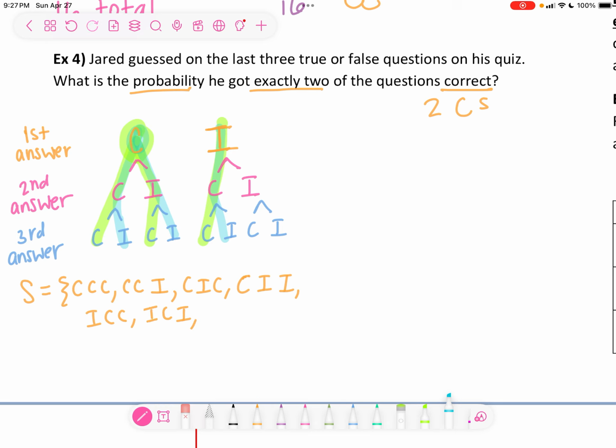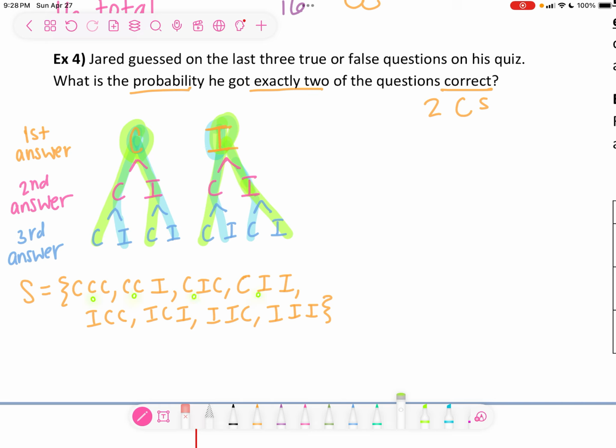2 more. Incorrect, and then incorrect again, and then correct. Okay. So IIC. Last but not least, we have incorrect, incorrect, incorrect. All 3 incorrect. So that's our whole sample space. Notice that there are 8 choices here.